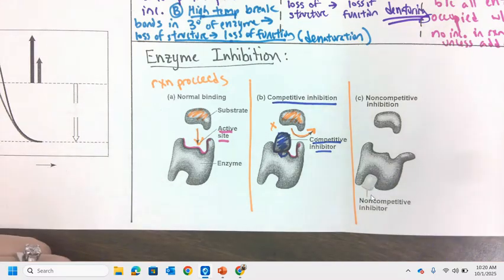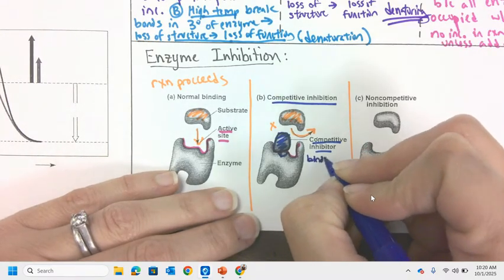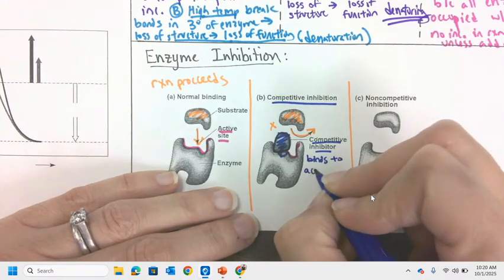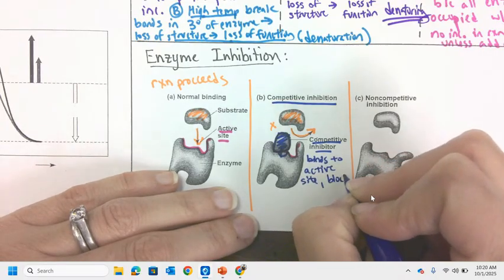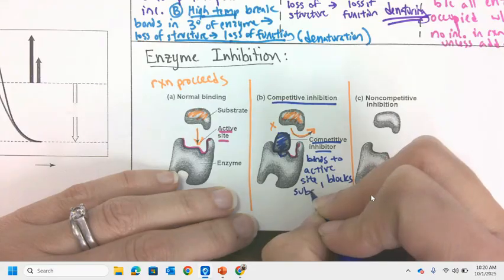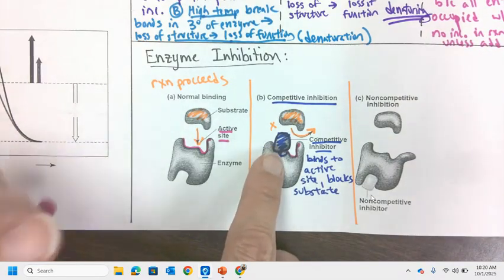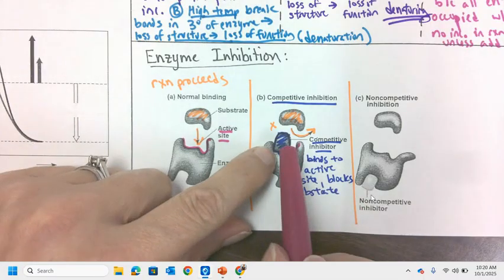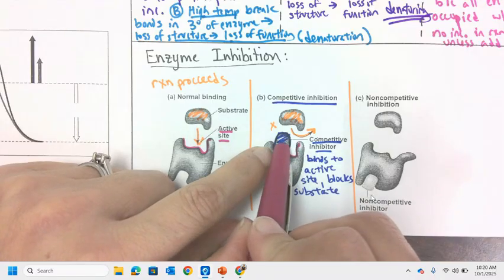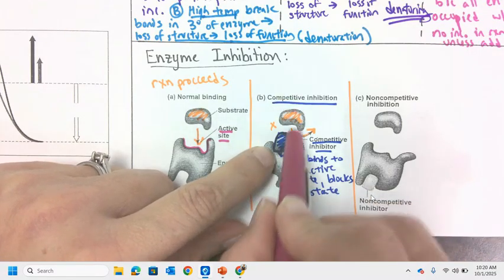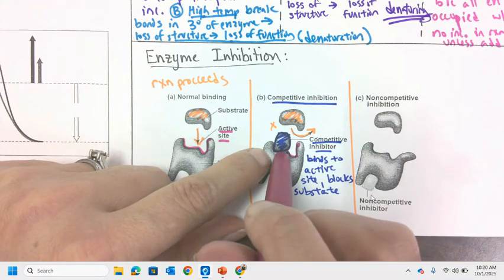So in this example, the competitive inhibitor binds to the active site, and this blocks the substrate. Now, most competitive inhibitors don't permanently bind. So this competitive inhibitor can jump out, the substrate can jump in, right? At this point, there's a 50-50 chance of the substrate getting there first or the inhibitor getting there first, right?